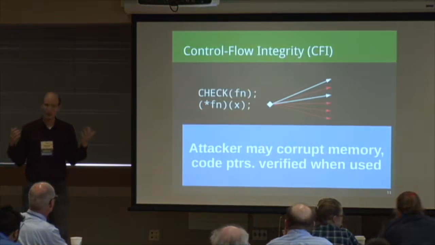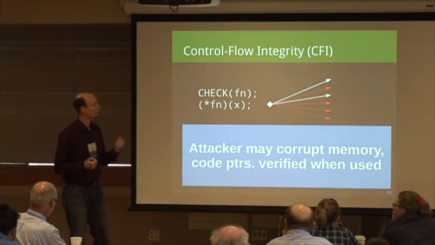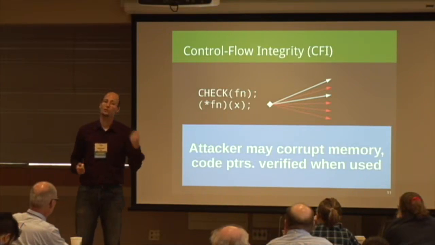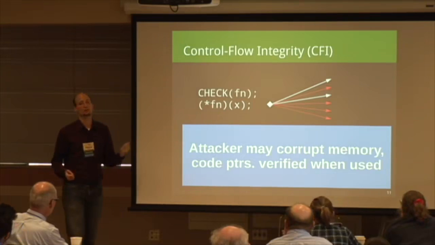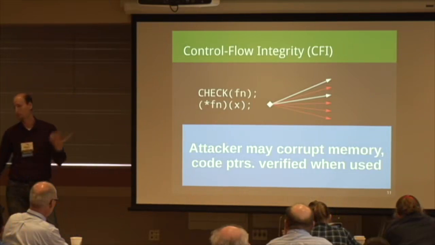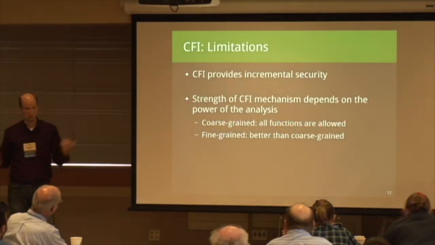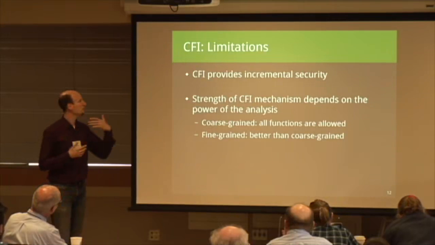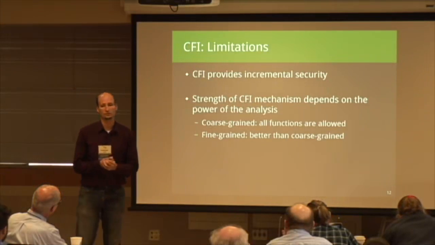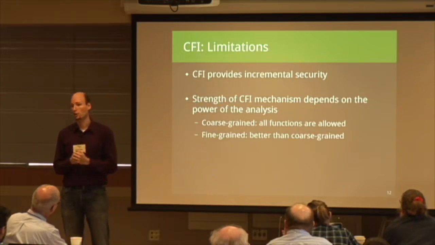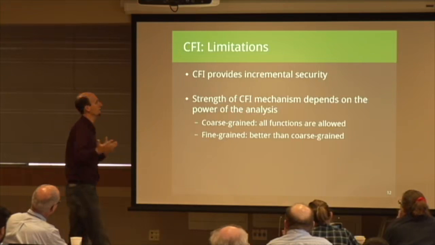So the attacker may still corrupt memory. But whenever we do a control flow transfer, we will verify the code pointers before they are actually used, and we protect against any illegal modifications of them. So CFI does provide some incremental security. The advantage is it can be implemented at very low overhead, and it gives us integrity of the control flow.